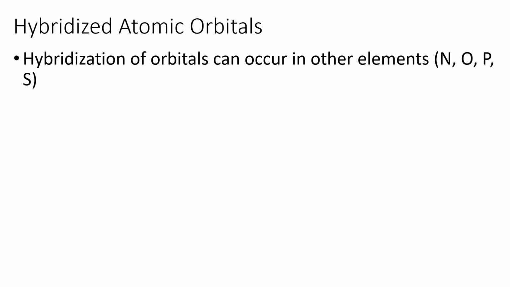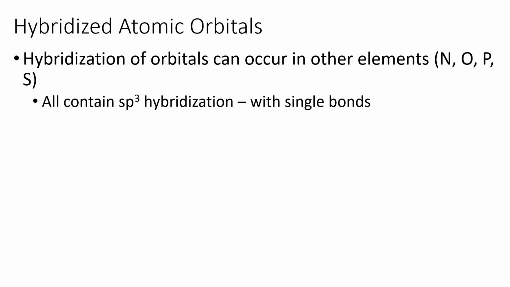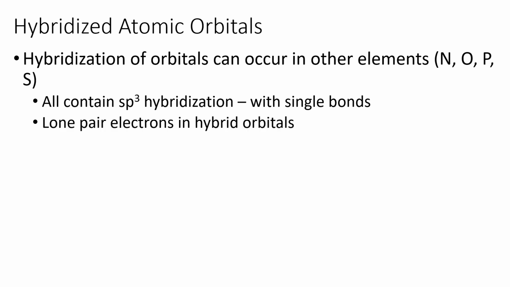So I do briefly want to talk a little bit about other elements that have lone pairs of electrons. And we're going to see that hybridization of orbitals can occur in these elements as well, such as nitrogen, oxygen, phosphorus, and sulfur, some of our elements that will have lone pairs associated with them. These elements will contain sp3 hybridization, just like we're going to see with our carbon atoms when they have single bonds associated with them. The lone pair of electrons is going to show up in hybrid orbitals. So not all hybrid orbitals need to be utilized for bonding. Sometimes those hybrid orbitals will just contain the lone pair of electrons for us.